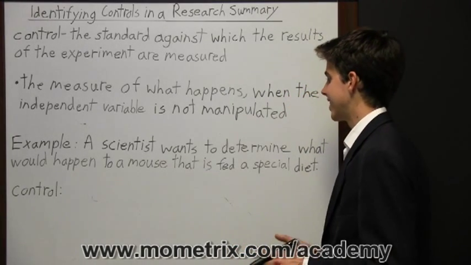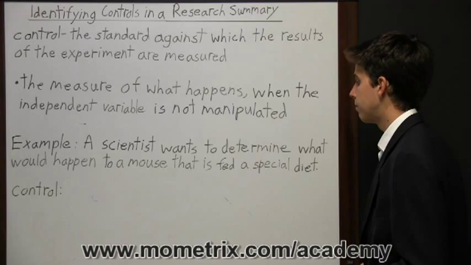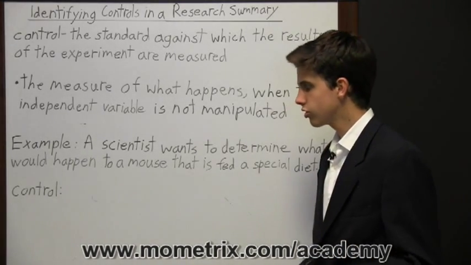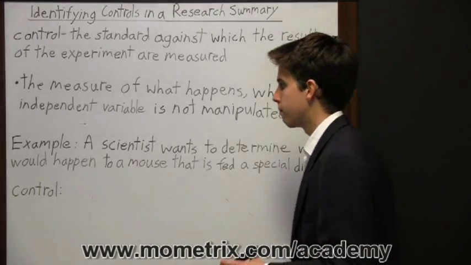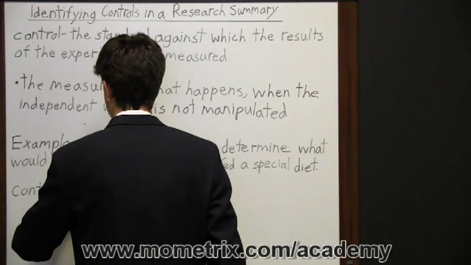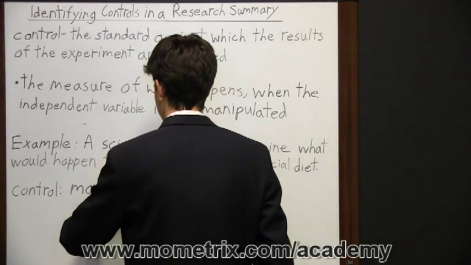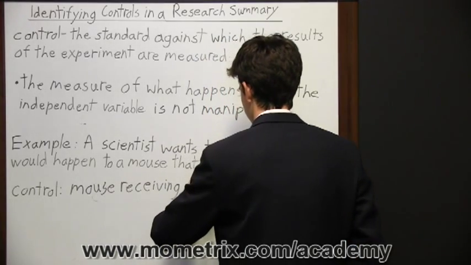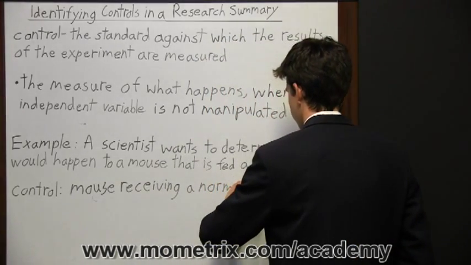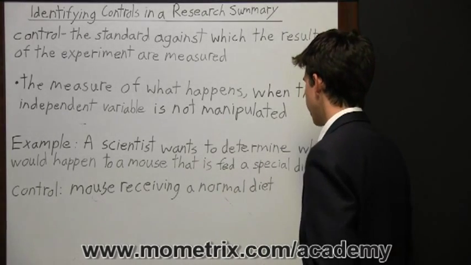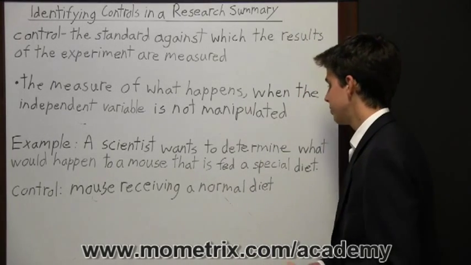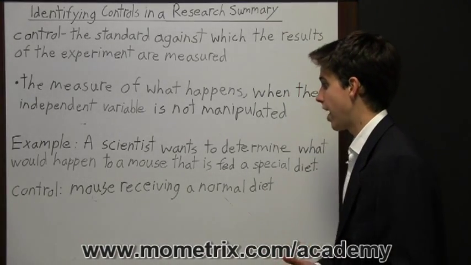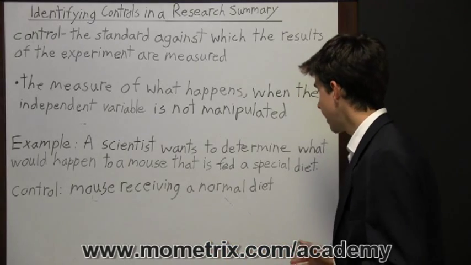So an example is a scientist who wants to determine what would happen to a mouse who is fed a special diet. So the control here would be the mouse receiving a normal diet. So here, the independent variable is going to be the diet, and the dependent variable is going to be whatever happens to the mouse, probably behavior or looks or appearance.